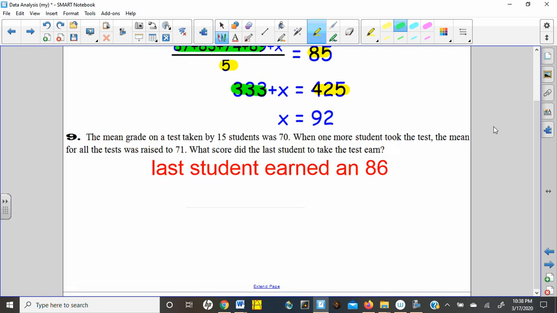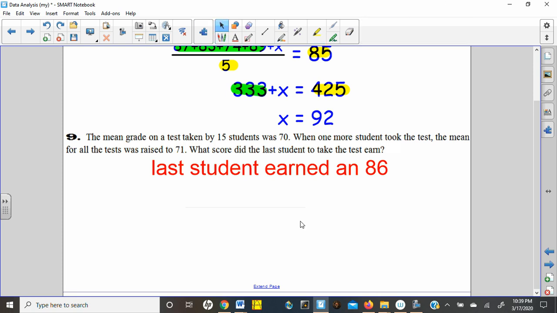This bottom question, very similar. The mean grade on a test taken by 15 students was 70. When one more student took the test, the entire average raised to 71. What score did that student take? You could do a little logic here, and you could say, look, we're going to raise the entire average by 1 point. That means the original 15 students, this student that's taken it, has to score 1 point for each of them. So that's 15 points right off the bat. But then they need to score an extra point for themselves. So that's a total of 16 points higher than a 70, and 70 plus 16 is 86.